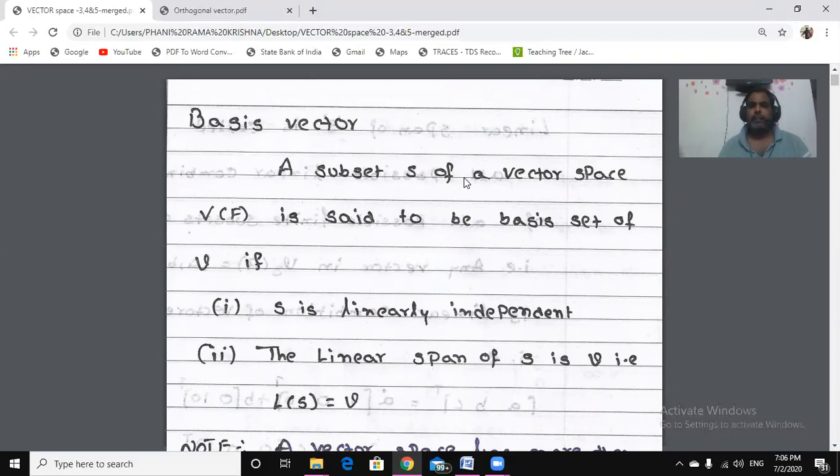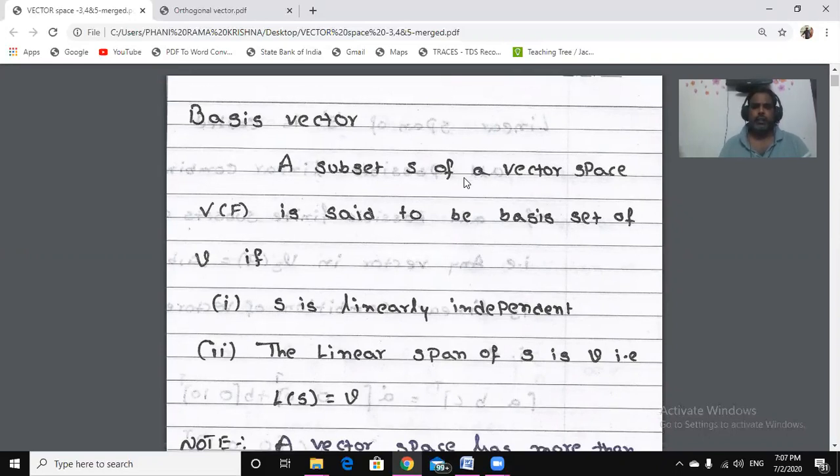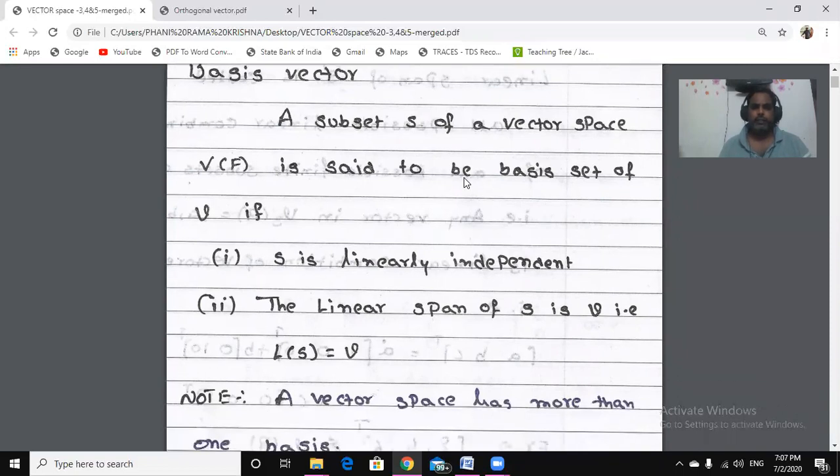A base vector is a subset of this vector space where the linear span of this subset generates all the vectors in the vector space V. This is the general definition of a basis. A subset S of a vector space is said to be a basis if the linear span of S is V and the vectors in the subset S are linearly independent.